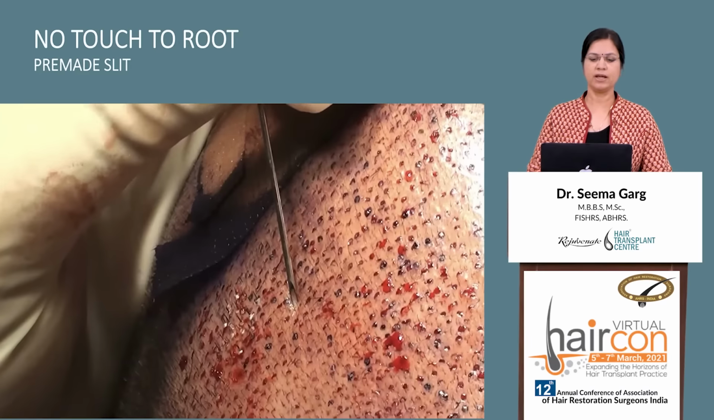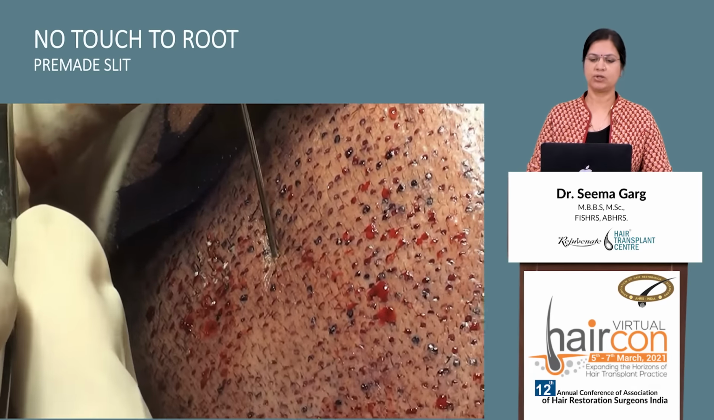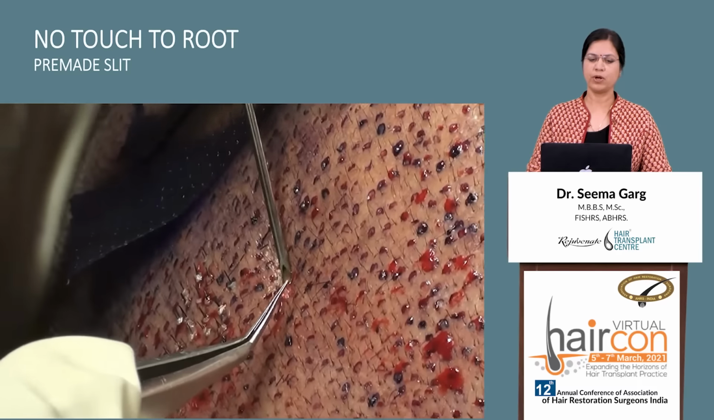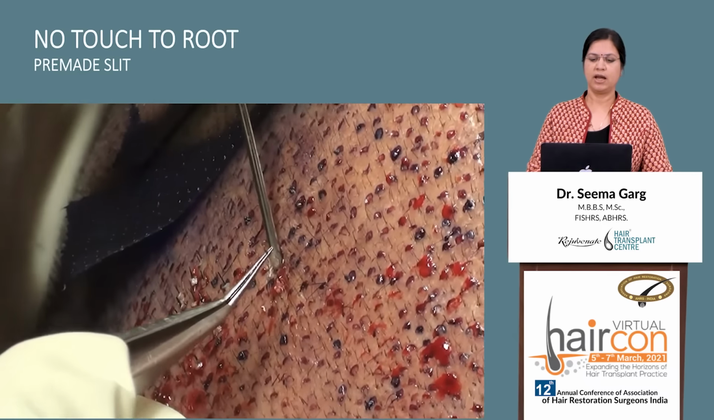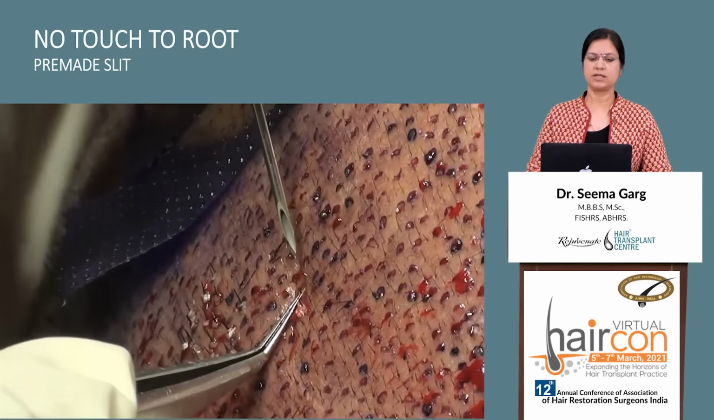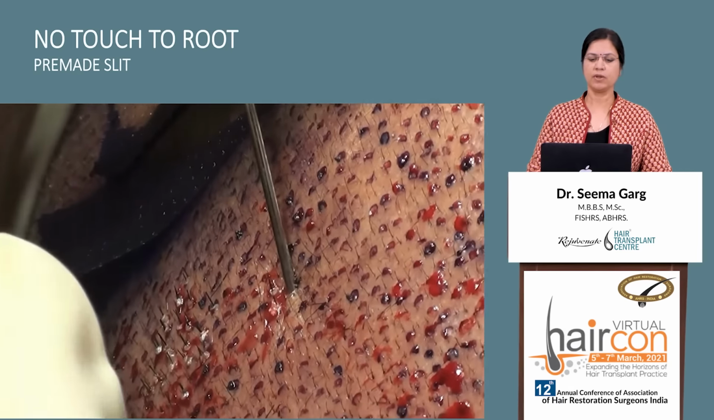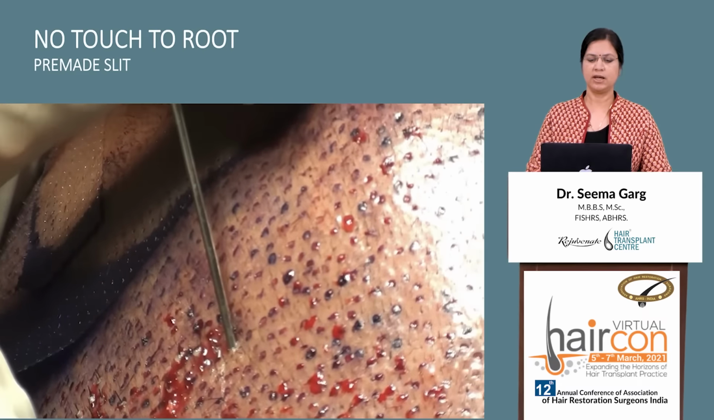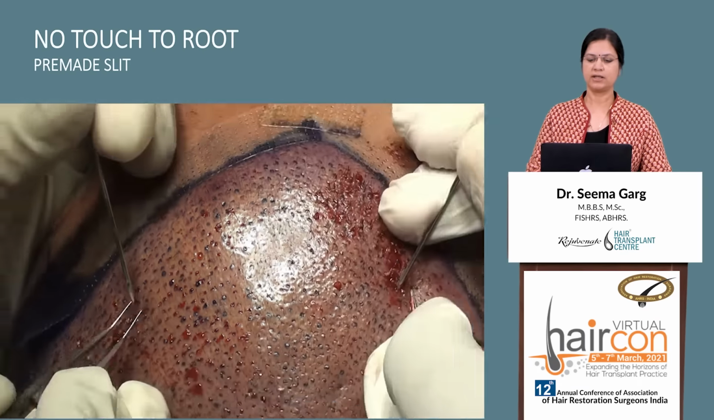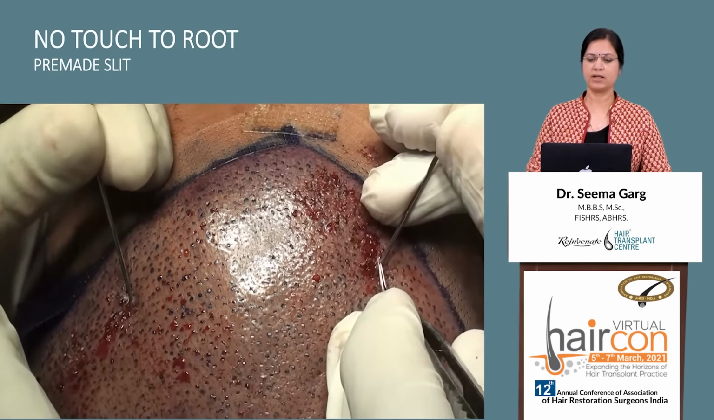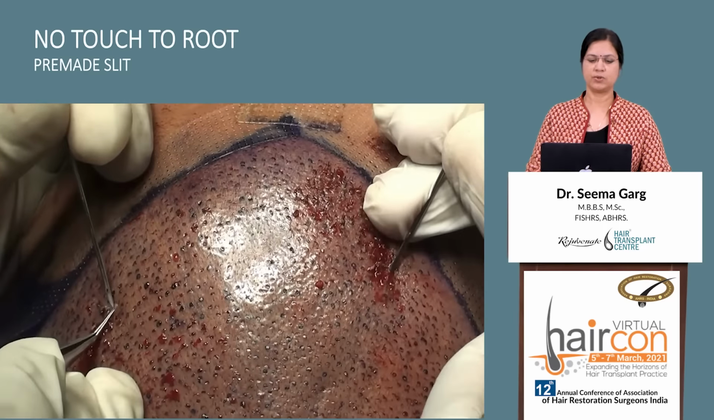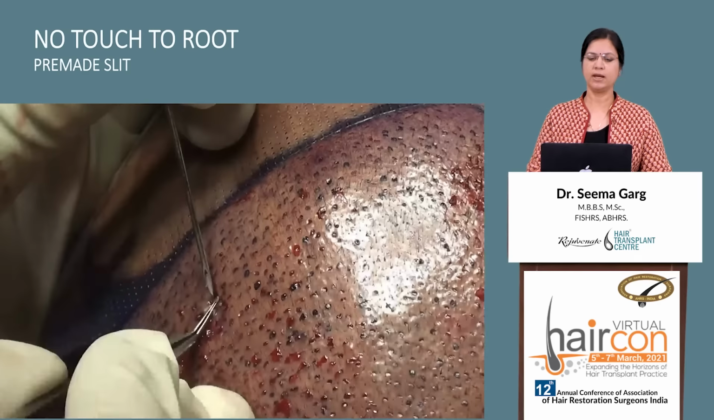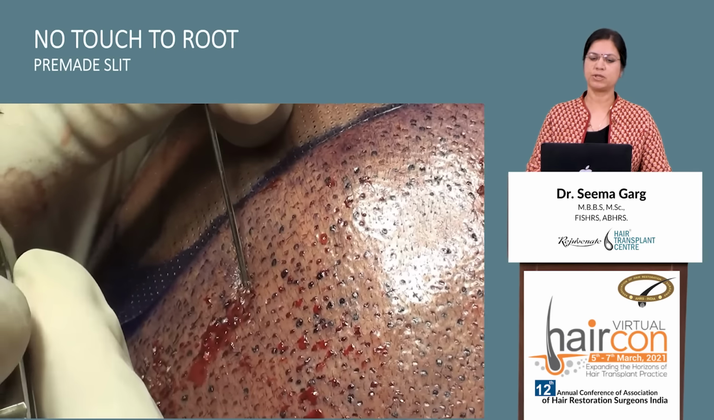Now, the same technique but with pre-made slit. So, technicians can do it. Slits are already created before implantation by the surgeon, and technicians are doing implantation. So, two technicians can work simultaneously, and this will facilitate the process of hair transplant and time is reduced. You can see this is no touch to root in pre-made slits using forceps and needle.